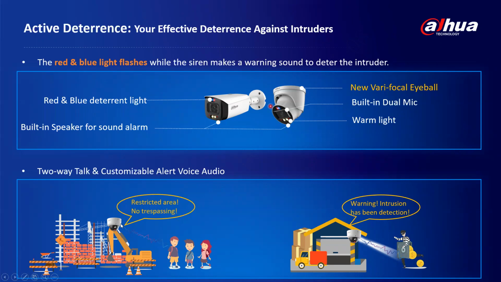We have an active deterrence dome, a similar product here. For example, "Restricted area, no trespassing" is one example of a customized voice audio alarm that can be generated from this product. Then we have, for example, "Warning, intrusion has been detected." That is another alarm warning that can be produced by this camera, at the same time producing the red and blue light to fend off the intruder completely.